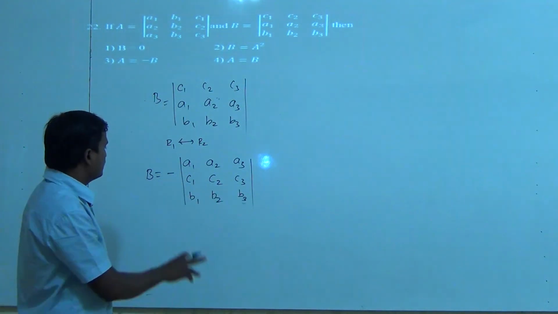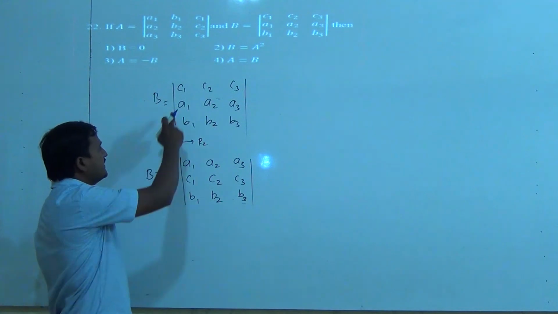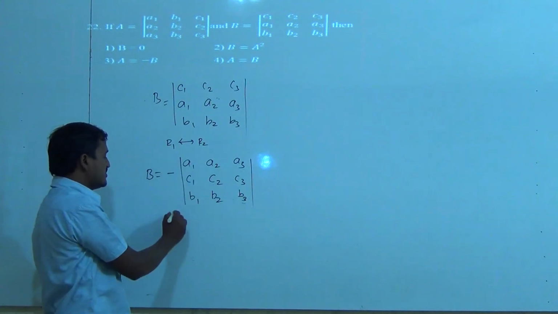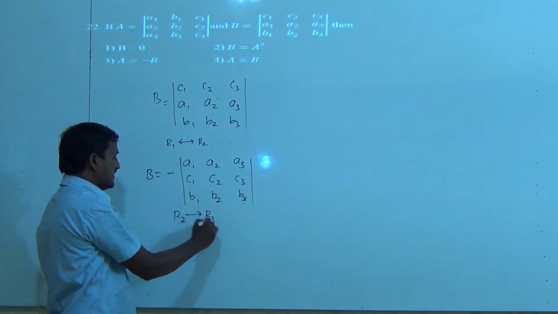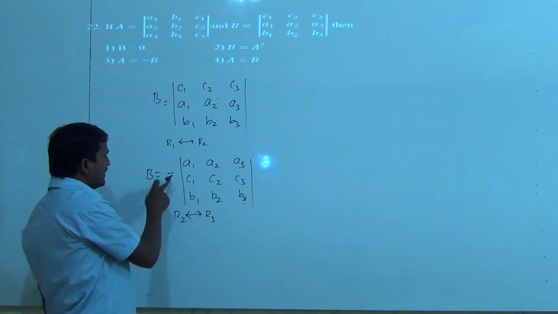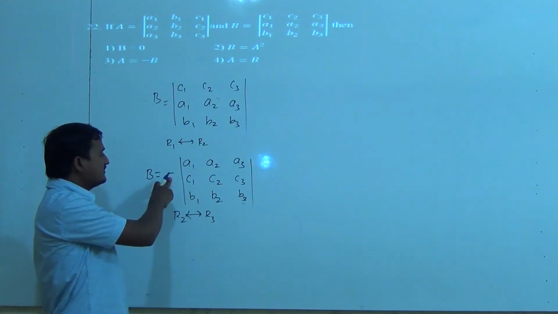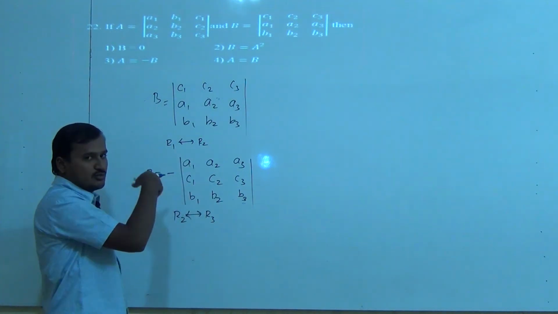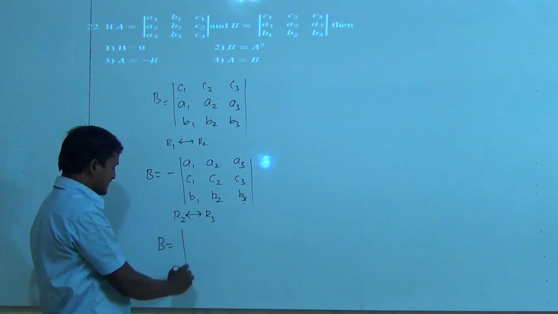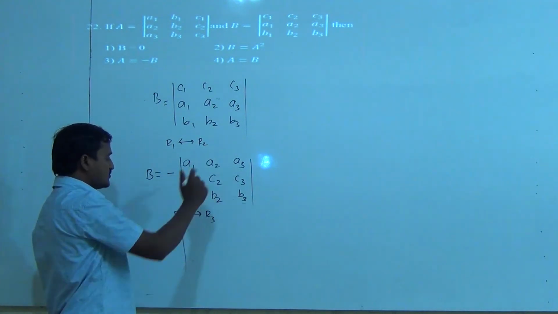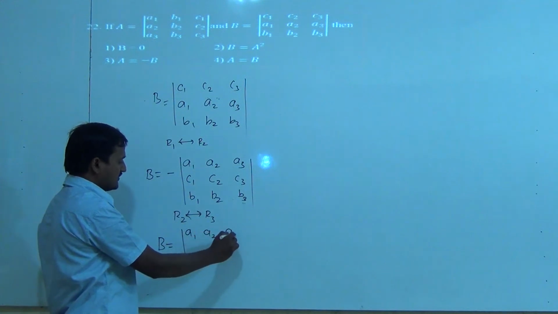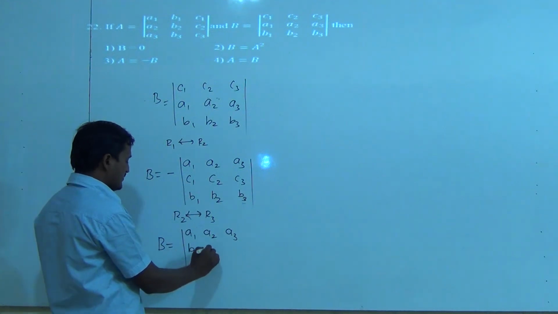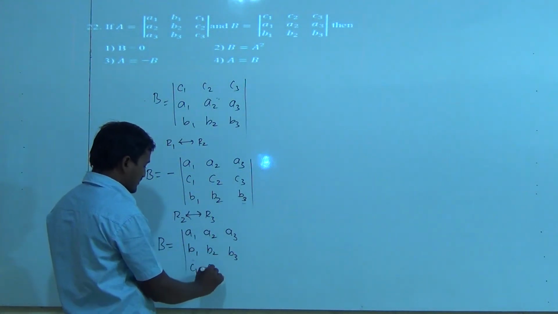Now, the negative sign is there because in a determinant, if two rows are interchanged, the sign of the determinant changes. Again I will change R2 to R3 and R3 to R2. Again the sign of this determinant changes, meaning if it is minus then it changes to plus. So clearly B is equal to, I will write the first row as it is, A1, A2, A3, and I have to change R2 and R3. So clearly it is B1, B2, B3. Here it is C1, C2, C3.